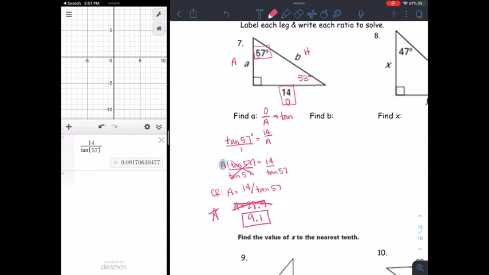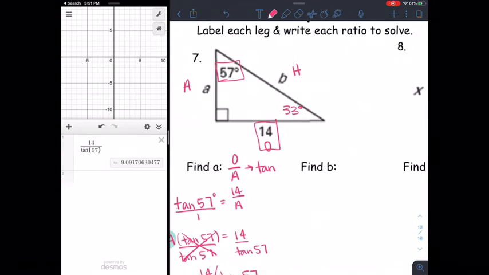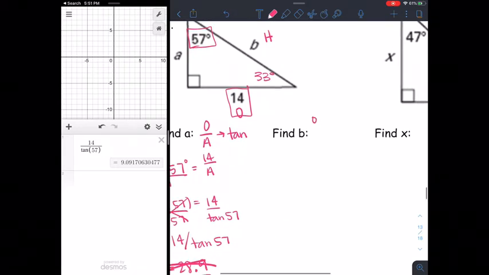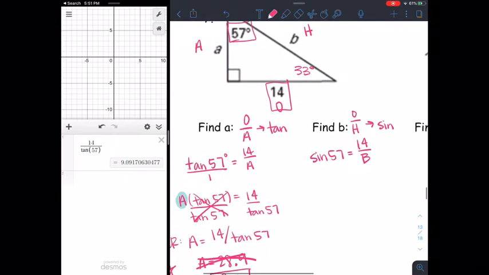I'm still going to stick with that 57-degree angle. And now I don't want to use a rounded value, so I'm still going to focus on the 14. I have the opposite and I need the hypotenuse. So that is my sine ratio for 57. So I'm going to start here. The sine of my 57-degree angle is equal to the side opposite, 14, over my hypotenuse, b.